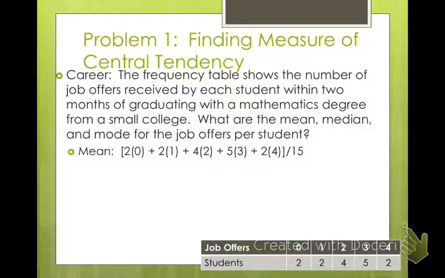you say, well, I have 15 numbers. Divide that by 2 is 7.5. So I'm looking for the 8th number. That's going to give me my median. So you just have to count.